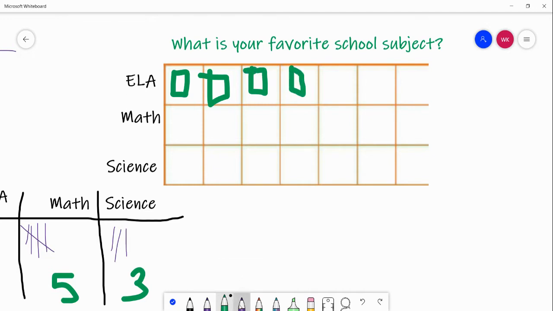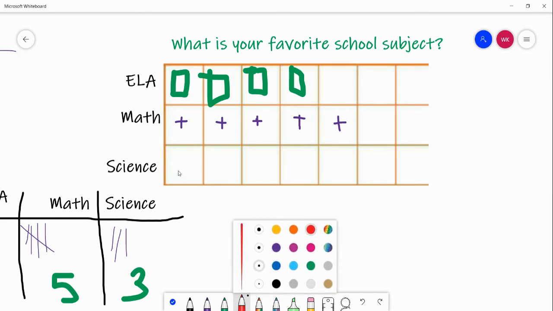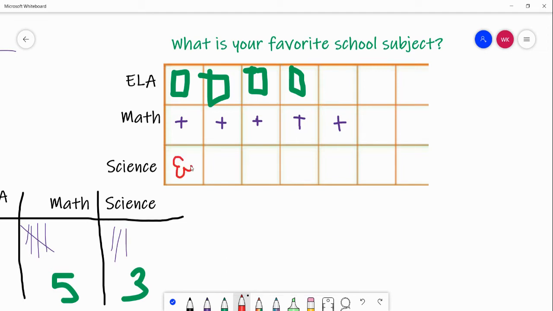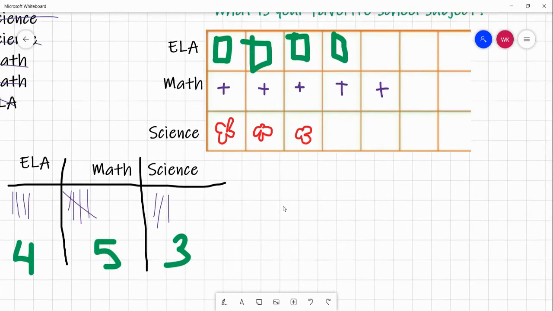And then for math, I'm going to do numbers because we learn numbers in math. So I'm going to do addition signs because we do addition in math. We have 5 people who like math from our tally chart, so I'm going to put 5 addition marks. And then in science, I'm going to do a flower, because we learn about plants in science. So I have 1, 2, oh geez, don't make fun of my drawings, 3. Because we have 3 people from our tally chart who said they like science.